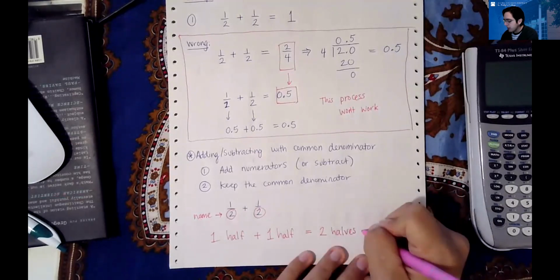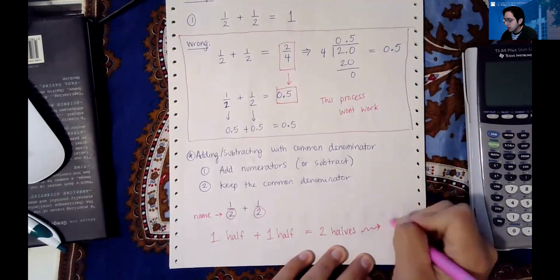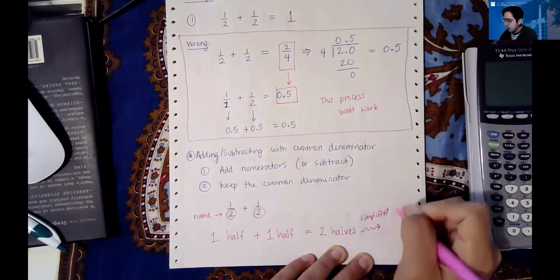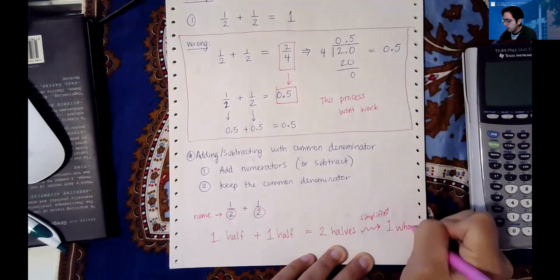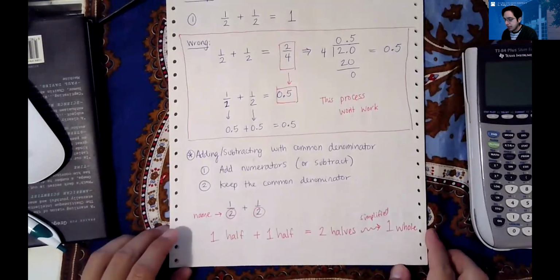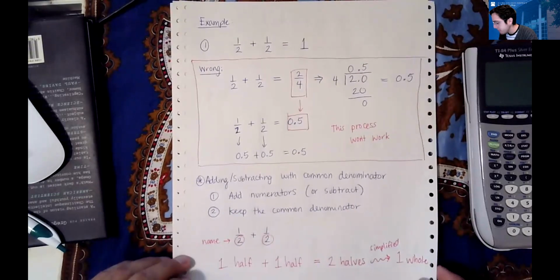And then we can figure out that maybe the 2 halves would be easier or simplified and call that 1 whole. We'll figure out how to do that here in a second. But the process for adding and subtracting fractions with a common denominator is to add or subtract the numerators, whatever the problem says, and then keep the common denominator. We'll figure out how to simplify those fractions in a bit. Okay, let's look at some more examples.